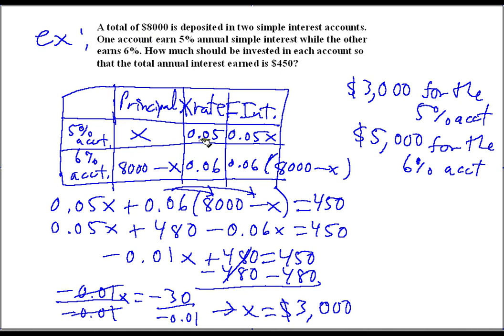The rates are 0.05 and 0.06 here. Just convert the rates to decimals, and then multiply to get the interest for each account. In this case, you want the total annual interest to be $450. So we add up these interests to give us $450, and then we finish solving the equation. So we get $3,000 for X. Therefore, $3,000 will go into the 5% account, and that means 8,000 minus X goes into the 6%. So 8,000 minus 3,000, which is 5,000, into the 6%.